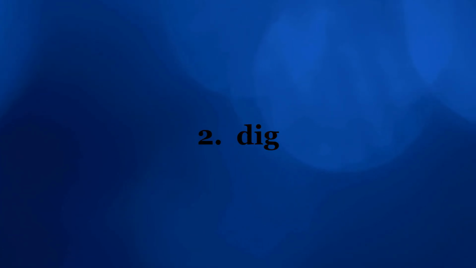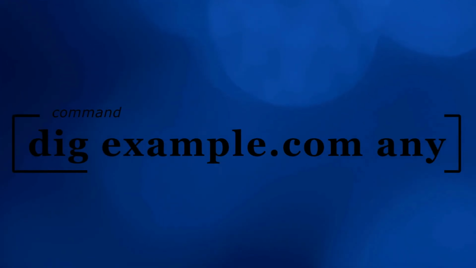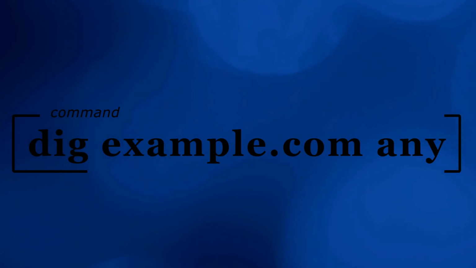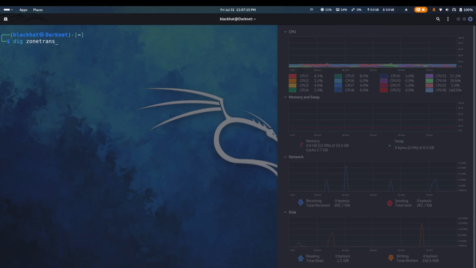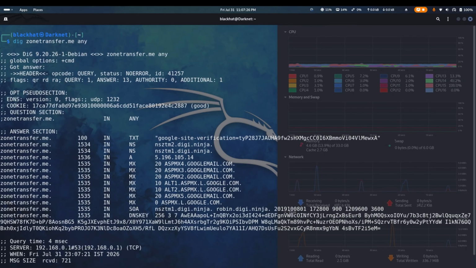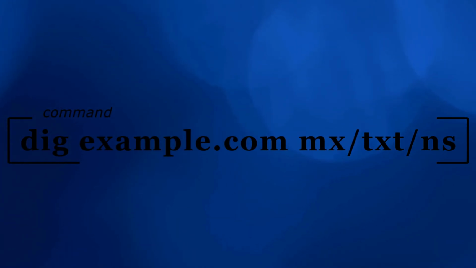Domain information groper, in short, dig. Dig is the primary command line tool for querying DNS name servers on Linux and macOS. Query all records. Attempts to fetch all available DNS records with the ANY command. Retrieves specific record types like mail servers or name servers.